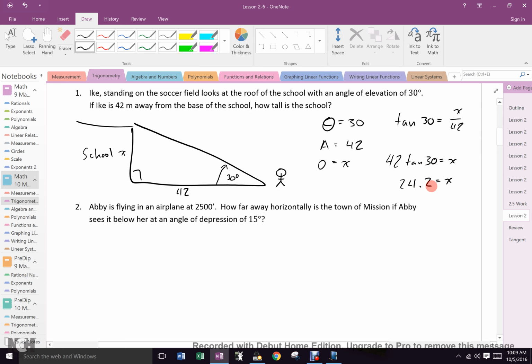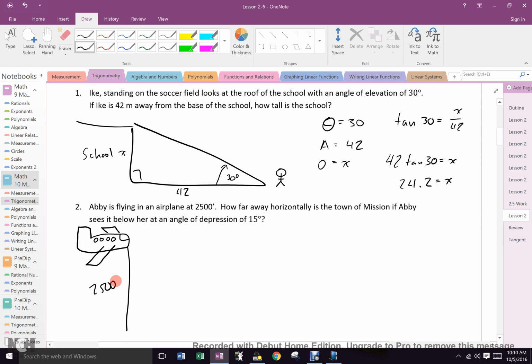Is everybody good? So all of you that are like, oh, Mr. Myers, Trig's so hard, draw a triangle. Just draw a triangle. That's all you got to do. Abby is flying in an airplane at 2,500 feet. So Abby is where? Up in the air. Airplane. Is the airplane a triangle? No. Make the triangle. It is up in the air at 2,500 feet.